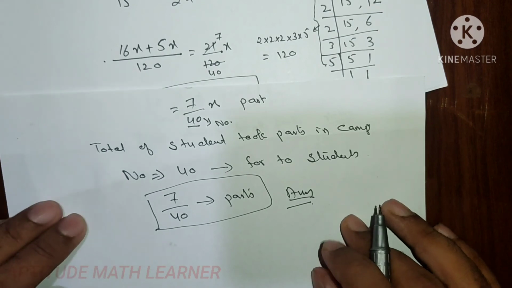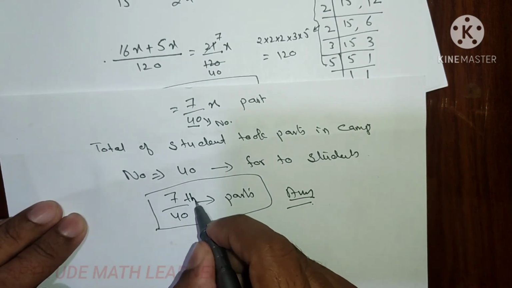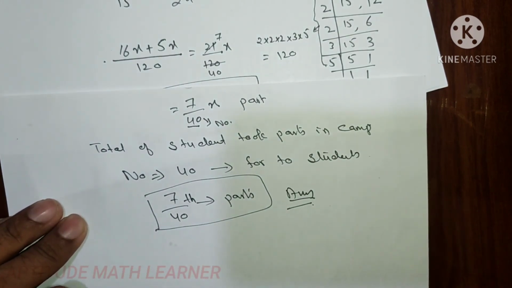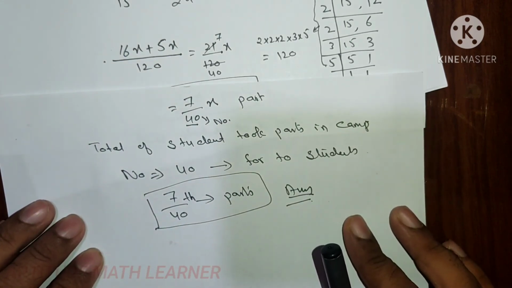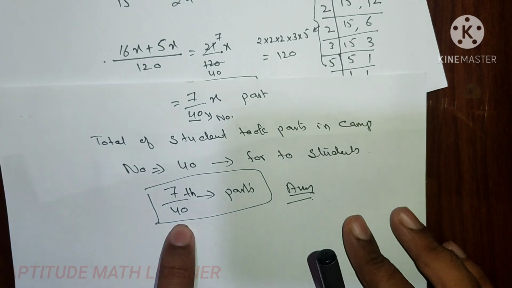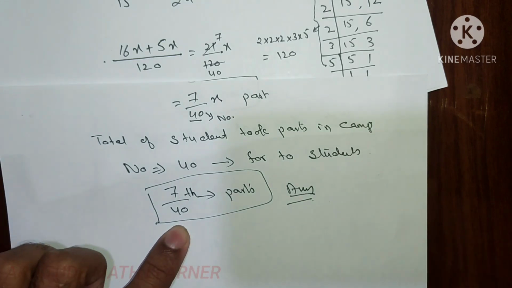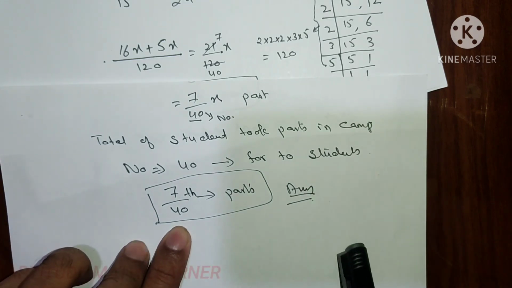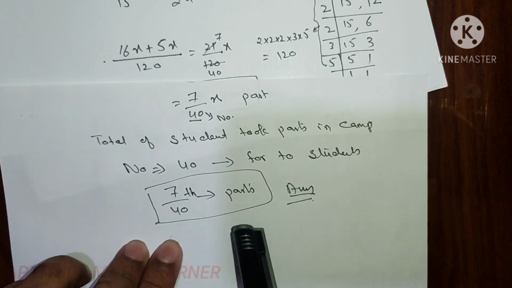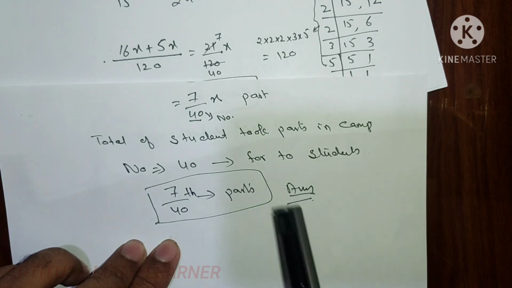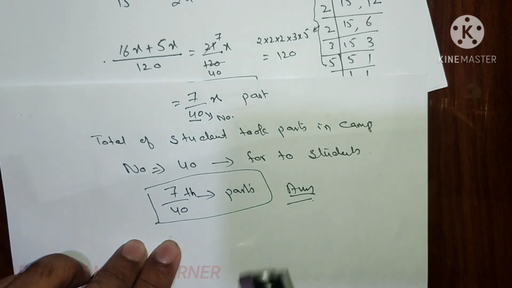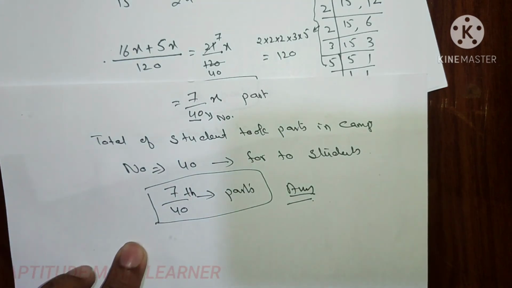Okay, so I hope you have understood. You can put it as 7 upon 40 parts of the total students, boys and girls both, who attended the camp. So this is our answer, and 7 upon 40 is the answer asked in the question, and 40 is the total number of students who attempted the camp.